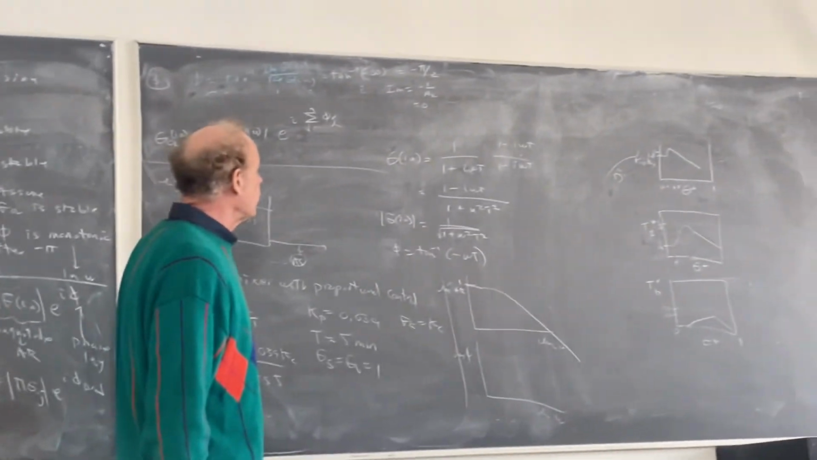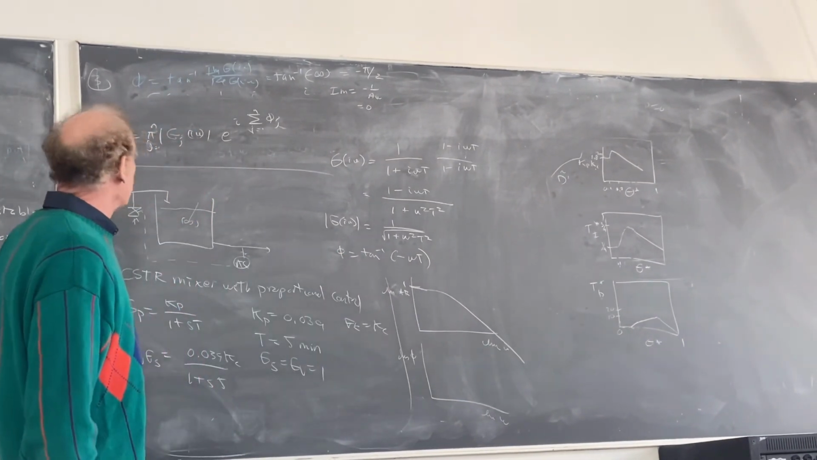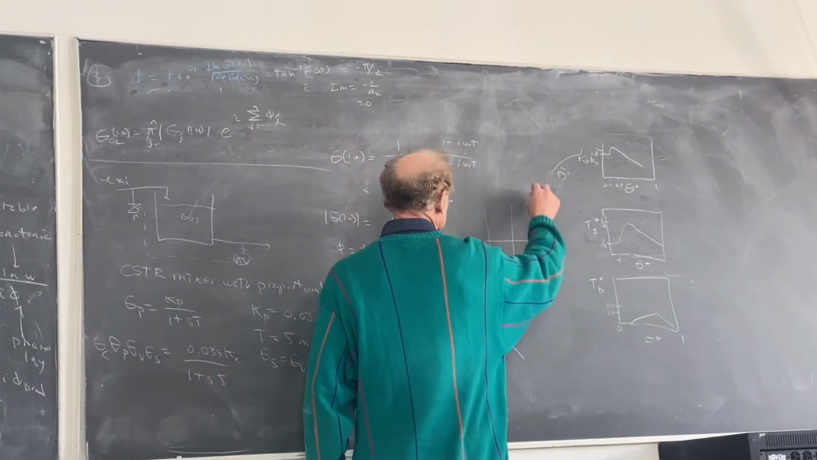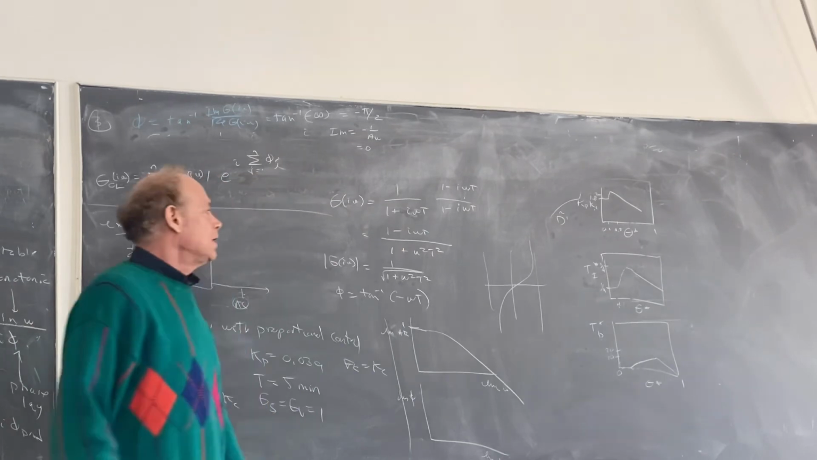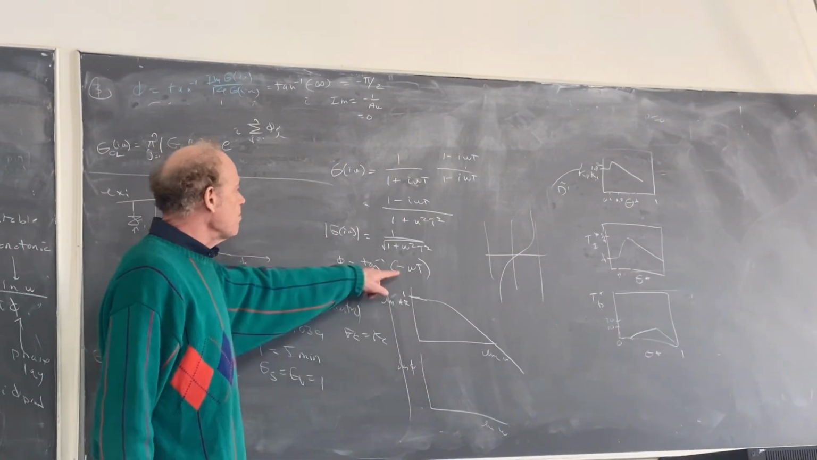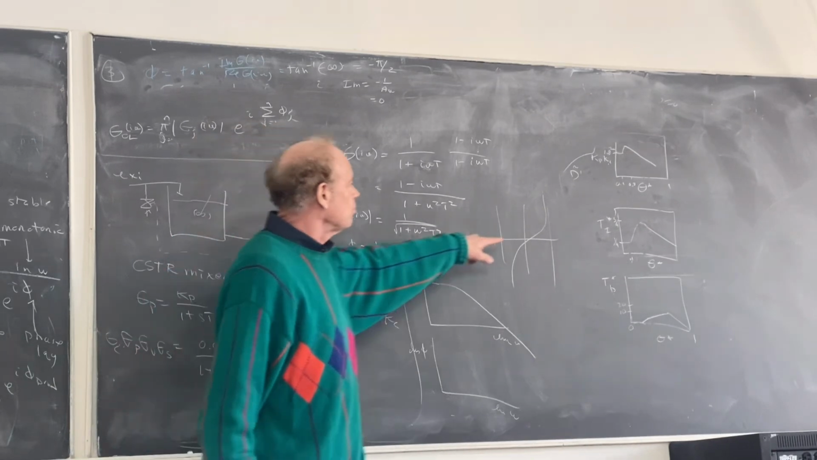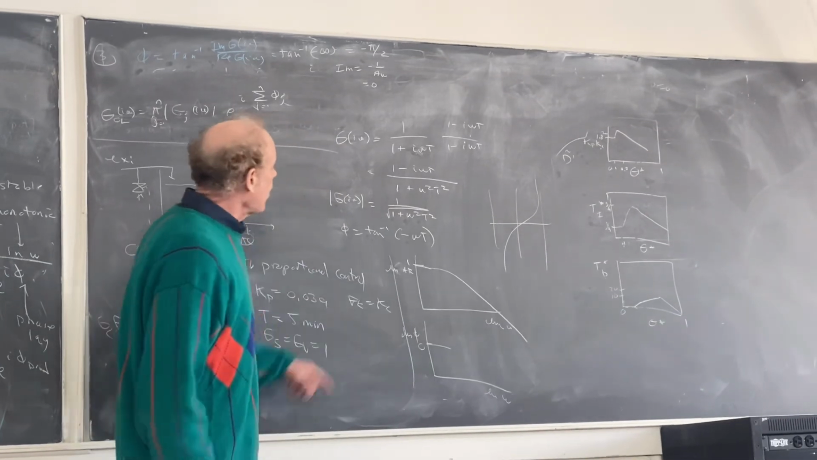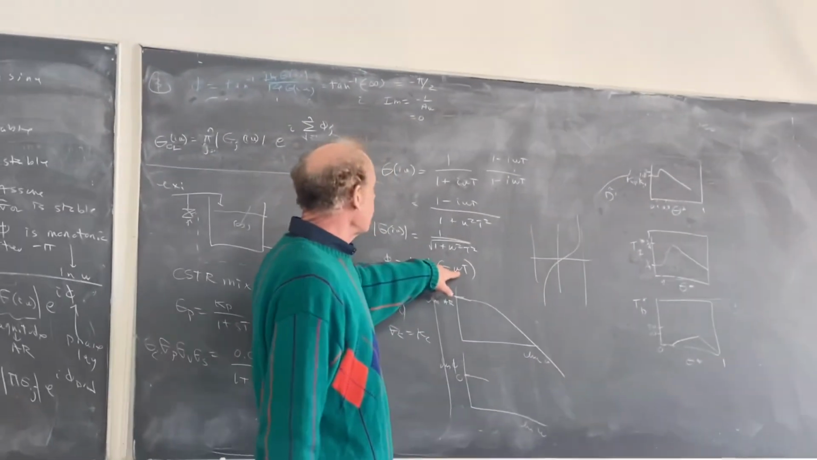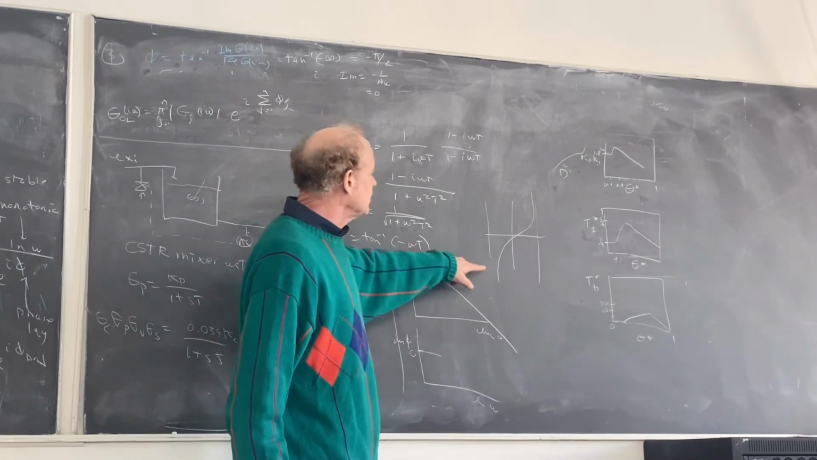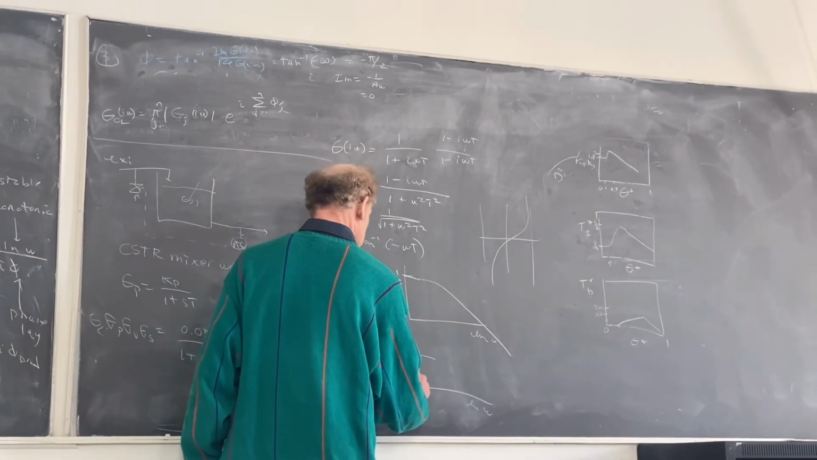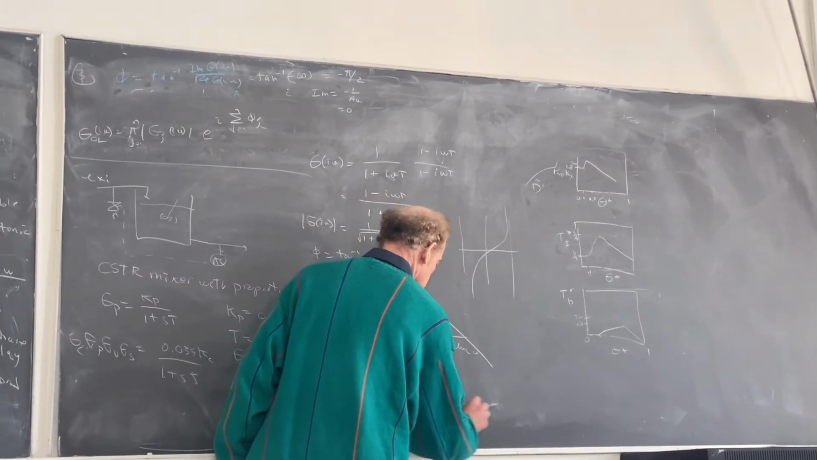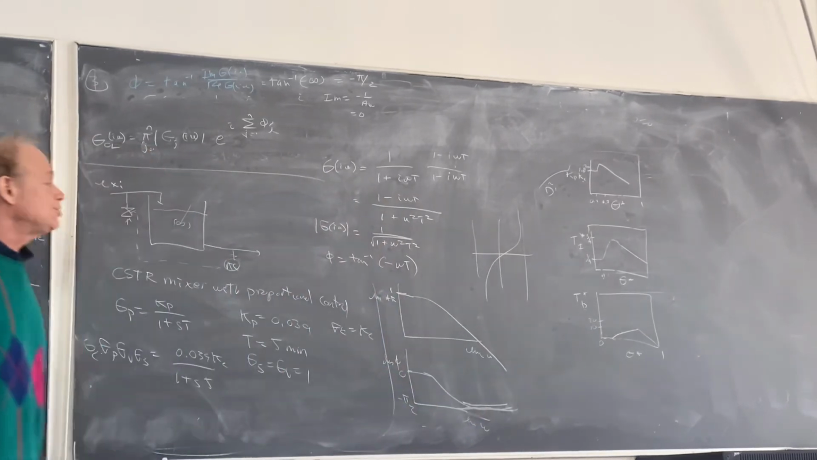Similarly, now if I look at the arctangent, it looks something like this. When omega goes to 0, the arctangent of 0 is 0. And when omega goes to infinity, the arctangent of minus infinity is minus pi over 2. So those are my two curves.